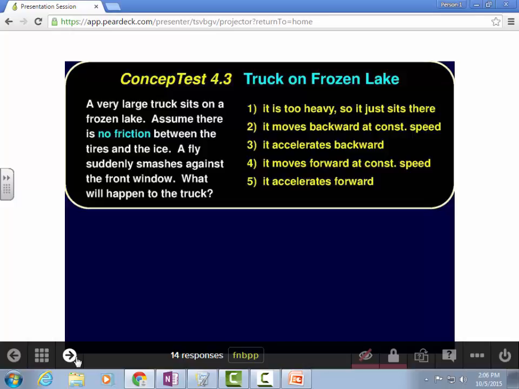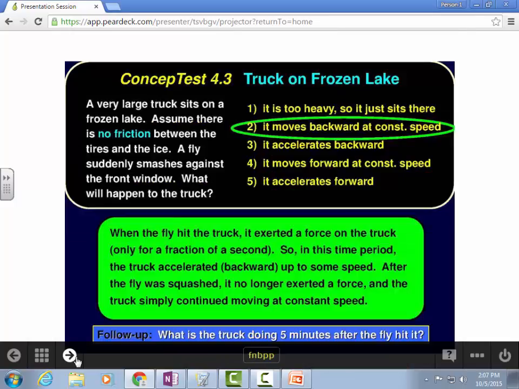Would ice have static friction? Well, if it was sliding, there would be kinetic friction. But since they say it's frictionless, there's no friction. So, what's the truck doing at 5 minutes after it gets hit? Same thing it was doing 2 minutes after it got hit. It's moving at a constant velocity.